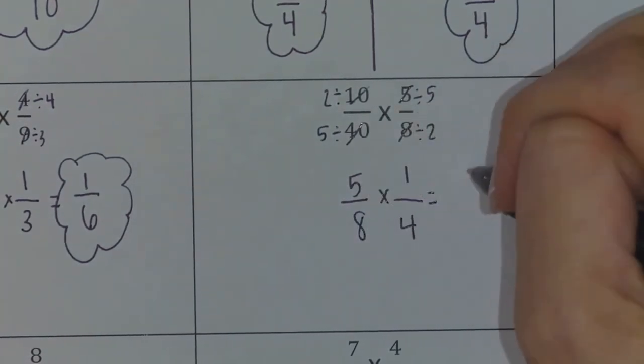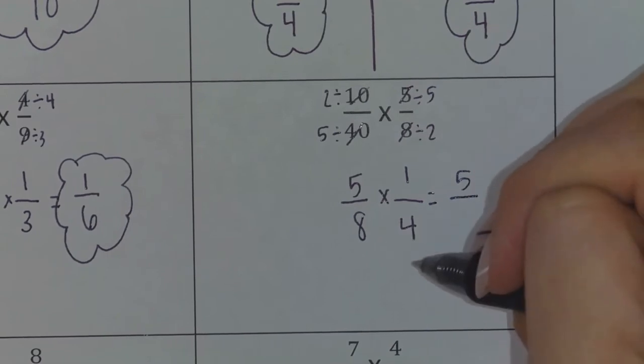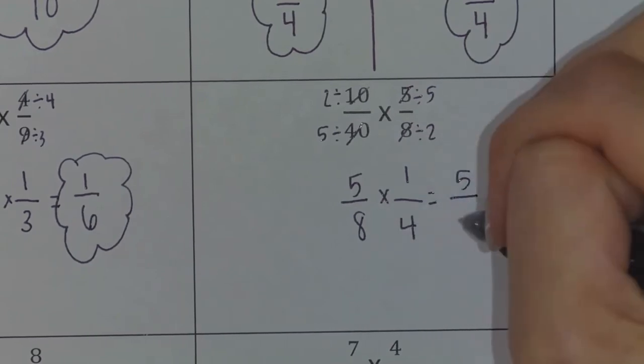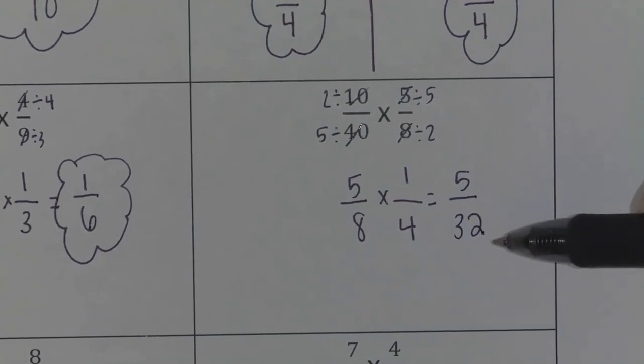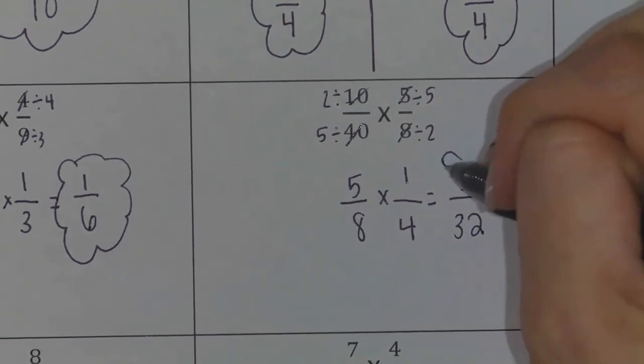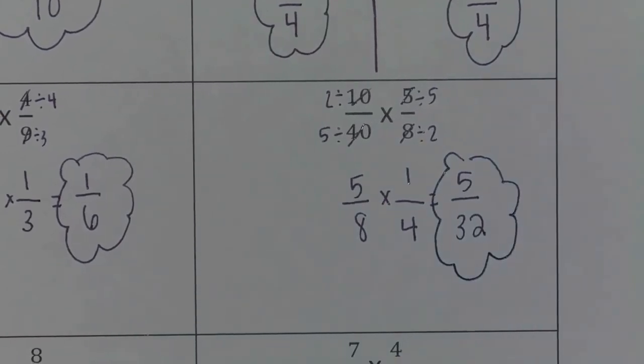So 5 times 1 gives me 5. 8 times 4 would give me 32. And 5 is a prime number. 32 does not have a factor of 5, so 5/32 is as simple as I can make it.